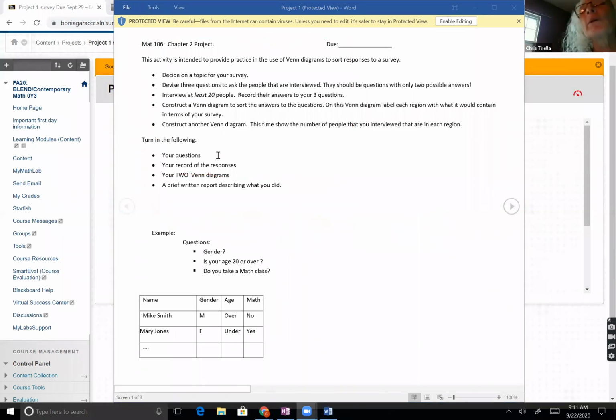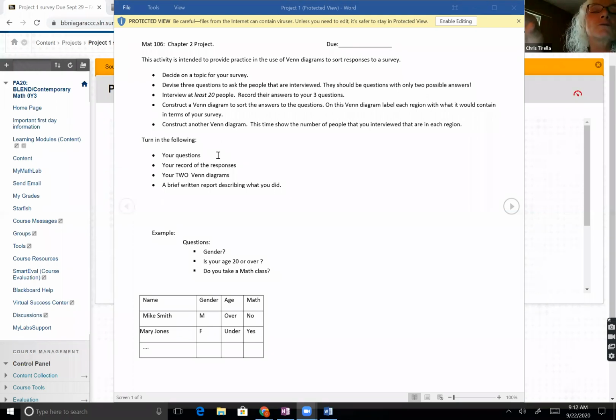if you don't tell me what your questions are, write a sentence, my questions are, that's worth 5 points. My responses are, give me the list of responses, that's worth 5 points. Each Venn diagram is worth 5 points, so that adds up to 10 points, and your paragraph is worth 5 points. The place where people are penalized most is the paragraph. A lot of people don't bother with that. Do the paragraph.